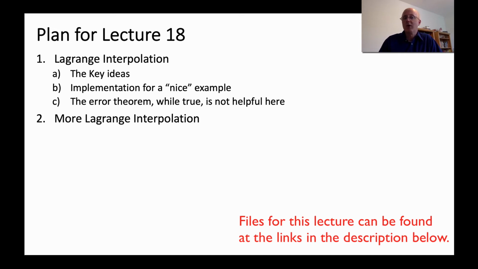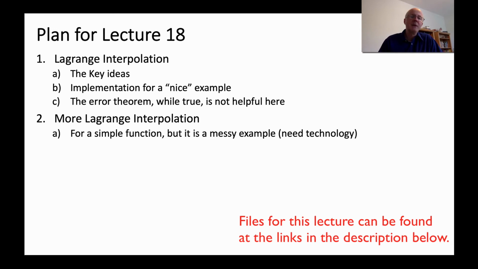Secondly, we'll look at more Lagrange interpolation in the context of a second example. This will be a relatively simple function, the sine function that we're used to, though that is a transcendental function instead of an algebraic function, which does, in a sense, make it more complicated. And because of that fact, it ends up being messy numbers, okay?